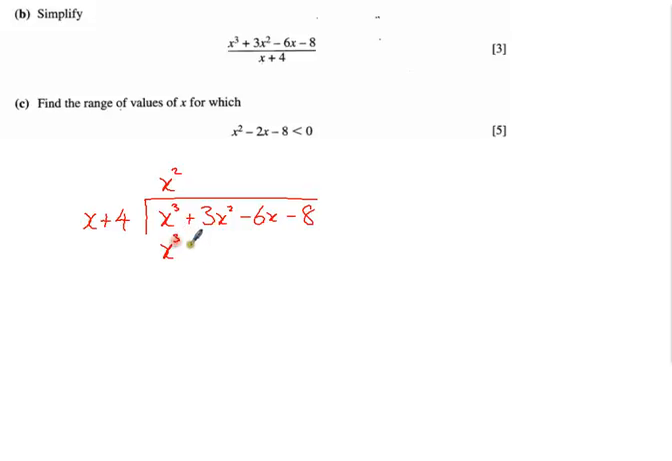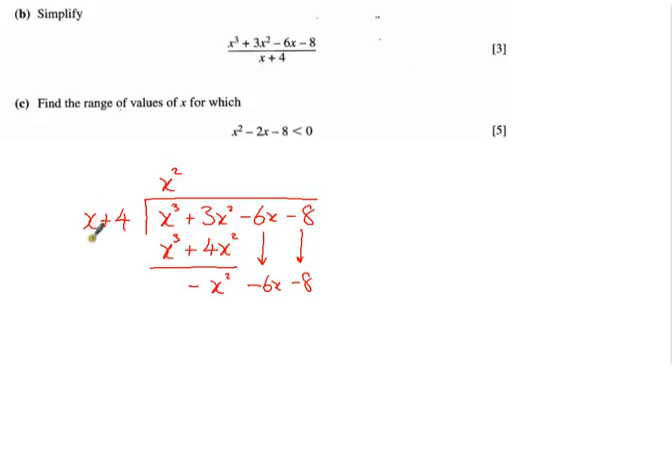That's x cubed plus 4x squared. And we're going to take that away to find out what's left. So 3x squared subtract the 4x squared is minus x squared. And what I'm now going to do is bring the rest of this down, minus 6x minus 8.